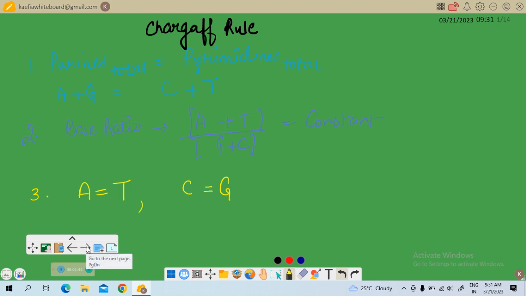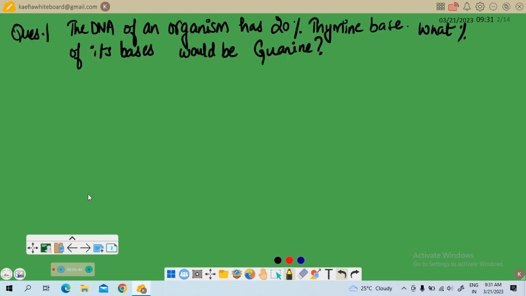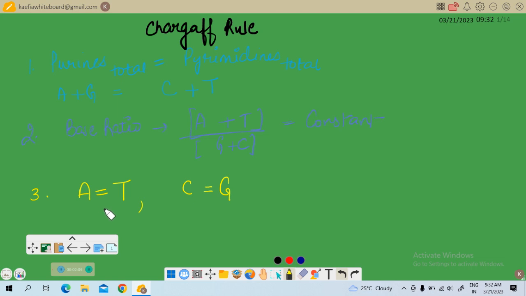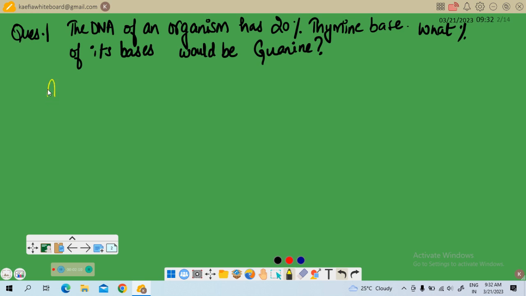Okay, now coming to questions. First question: the DNA of an organism has 20% thymine base. What percent of its bases would be guanine? According to this third one, A is equal to T. So thymine, they are saying it is 20%, so adenine will also be 20%.